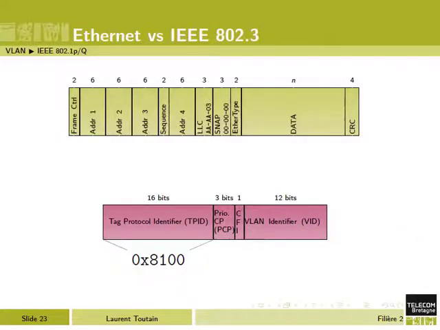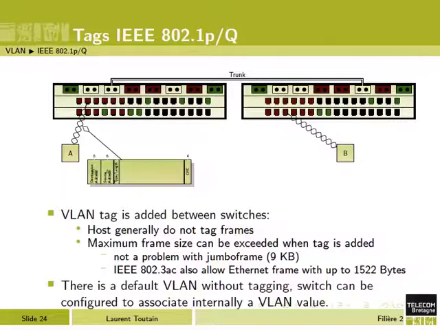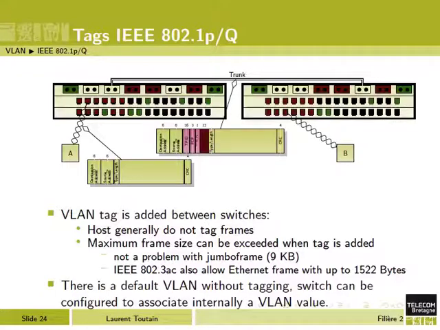Okay? So now, when I'm sending a frame from A to B, in a normal situation, what happens? A sends a normal frame. So it means that A doesn't know anything about VLAN. A sends a frame here, and this frame arrives at a port on your switch. Your switch knows about VLAN. So if it's local, it will send it only to the ports which belong to the same VLAN. But if you have a trunk, which is a special connection between two switches, then on the trunk you will have this value.